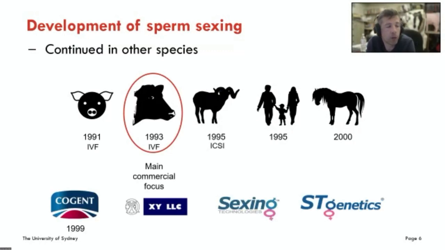Now, the main commercial focus, of course, has been on the cattle side of things. It was initially commercialised in 1999 with Cogent in the UK, then XY Inc. And at some point in the late 2000s, I think it was around 2007, 2008, one of their licensees, ST Genetics, bought out XY, and they are now the sole licensee of this technology from the USDA.